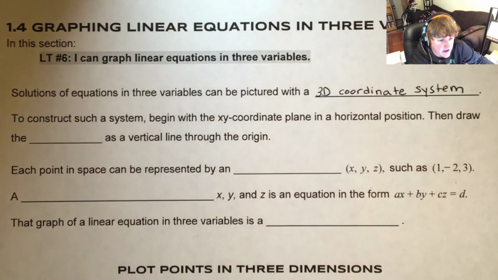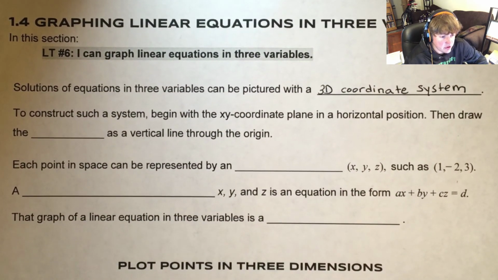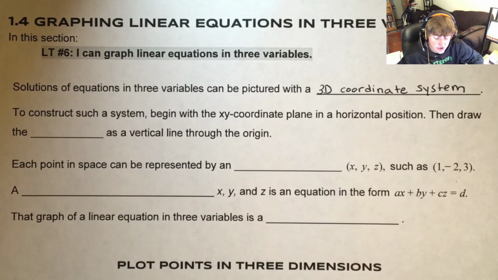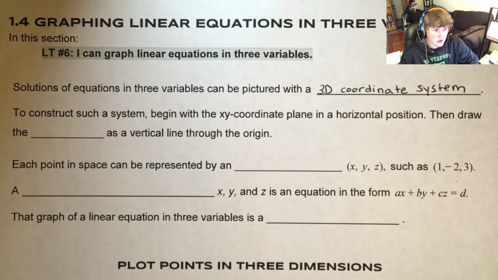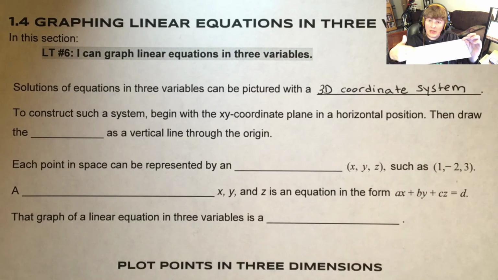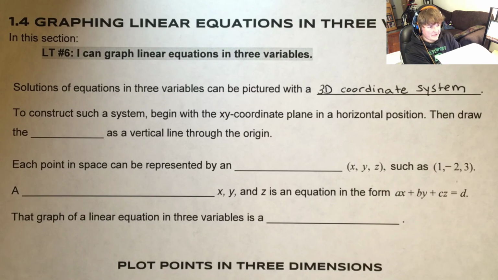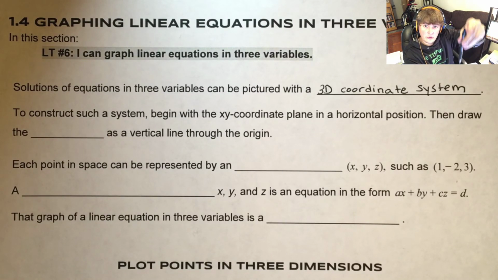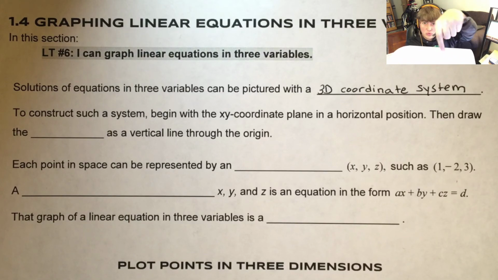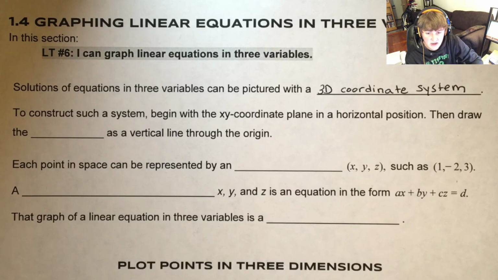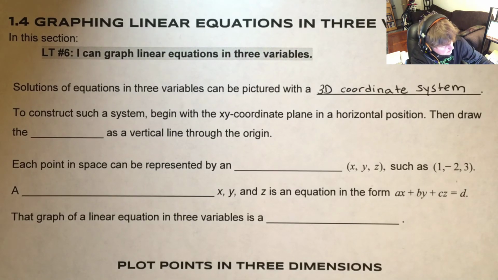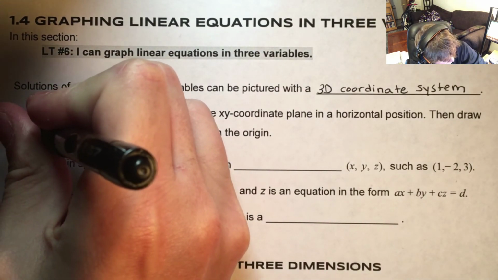Okay, and within that 3D coordinate system, to construct this system, what you're going to do is take that regular horizontal XY coordinate system, which would just be like a plane, like a sheet of paper. You're going to place it flat, and then you're going to have a vertical line coming out of it. So if the XY coordinate system lay flat, you'll have a vertical axis coming straight out of it. Okay, and that is what we're going to call the z-axis.